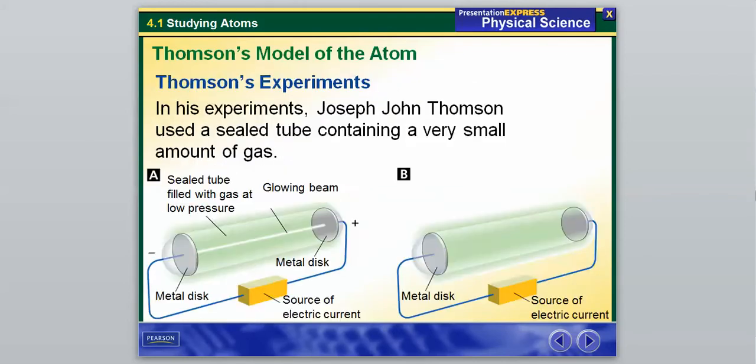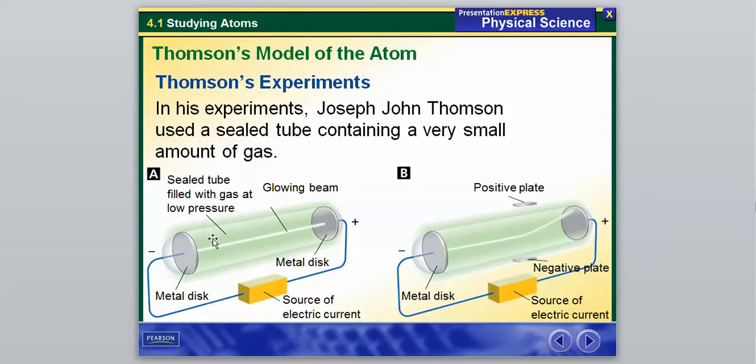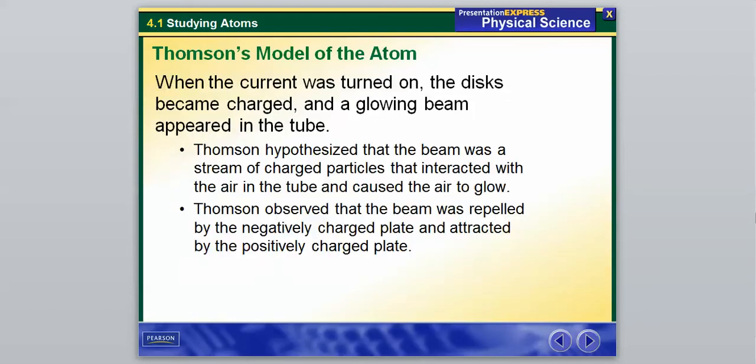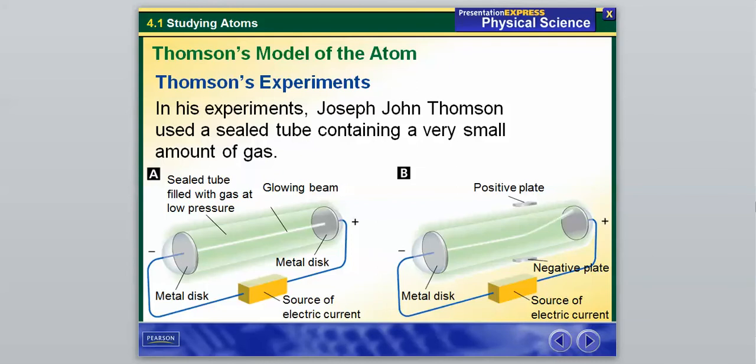So in Thomson's experiments, he took it a little bit farther rather than just rubbing some amber with wool. He used a sealed tube containing a very small amount of gas, and he had two metal discs on the end, as you can see, one is negative, one is positive, and he had a little electric current there, and he noticed, and actually we'll go to the next one to see what he noticed. And so again, he also put a positive plate and a negative plate on the top and the bottom as well, and he passed again this glowing beam of light through it.